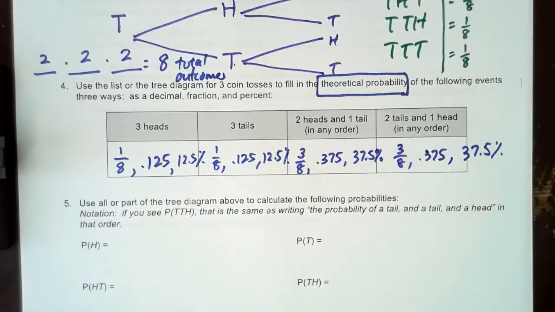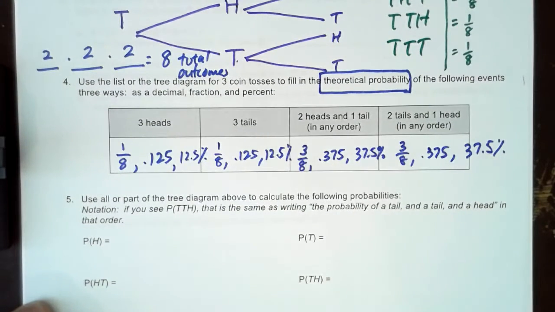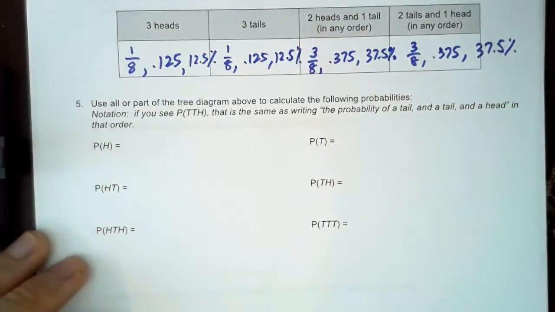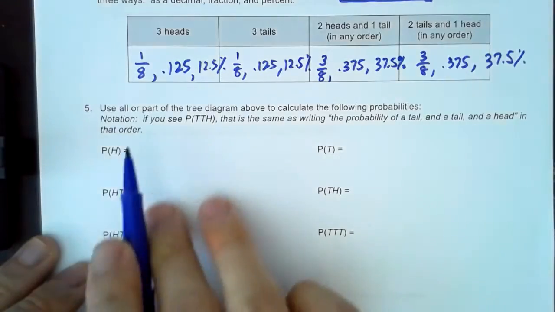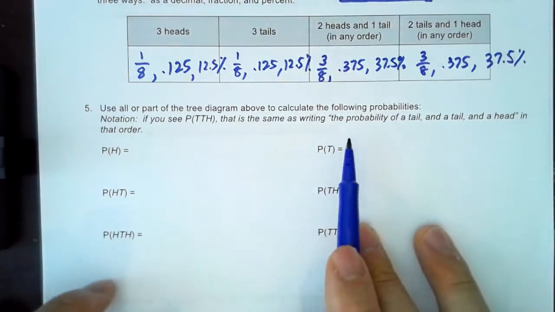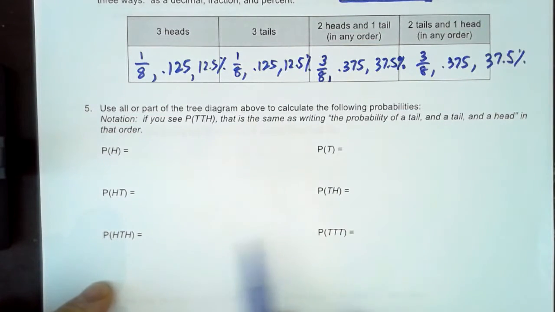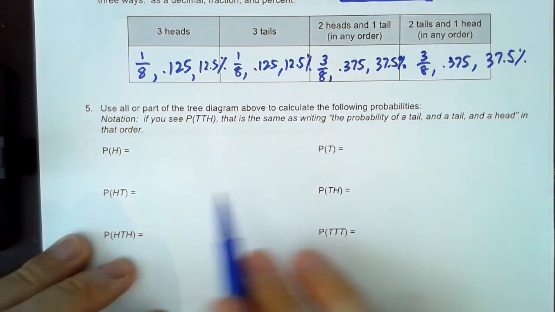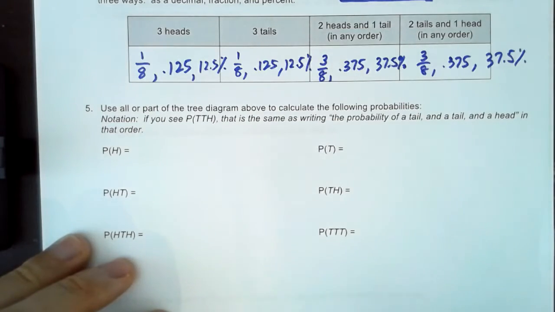All right, so now I want to move on to this concept of what we call a compound event. A compound event is when you have more than one occurrence. If you look at number 5, the first 2 questions are singular events, but the remaining 6 are going to be what we call compound events. When we have a compound event, class, we have to multiply the 2 individual probabilities together.